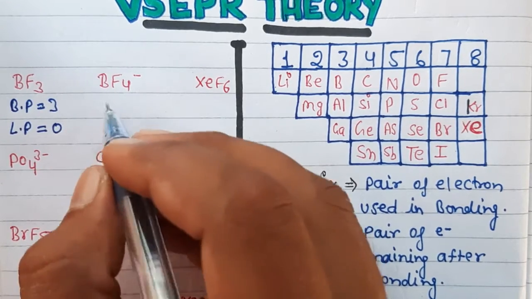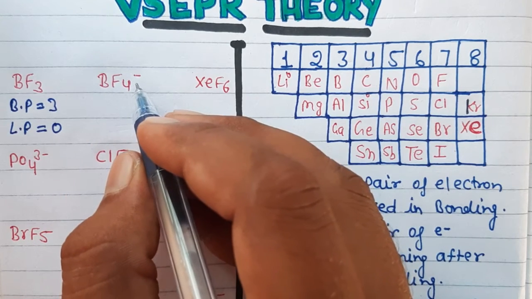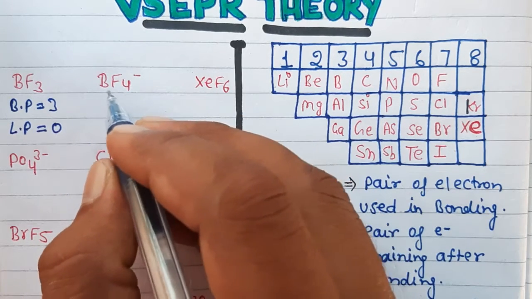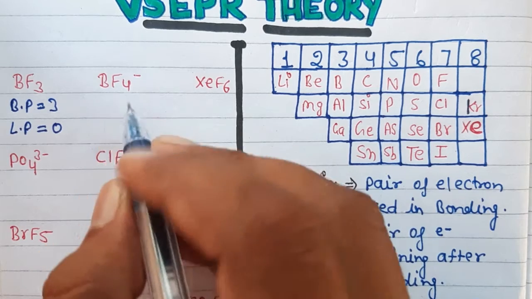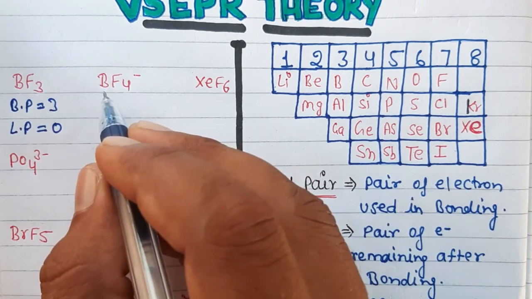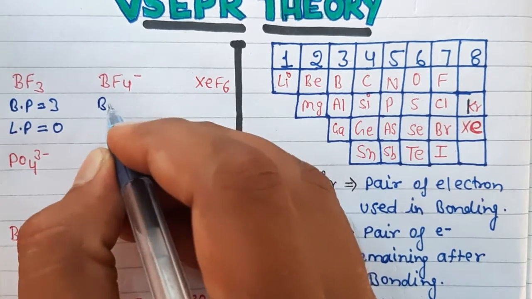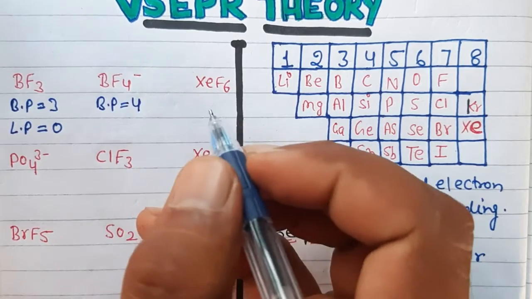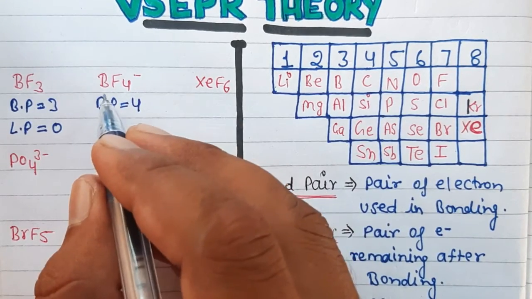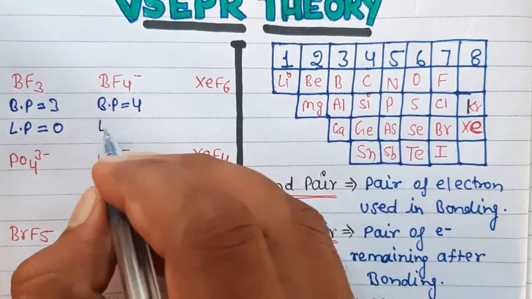In BF4 negative, boron has 3 valence electrons and it carries a negative charge, so the total valence electrons of boron is 4. Now the surrounding fluorine atoms are 4, and boron uses its 4 electrons with the fluorine atoms, so the number of bond pairs is 4. Boron has 4 electrons and all are used in bonding with fluorine atoms, so the lone pair is 0.